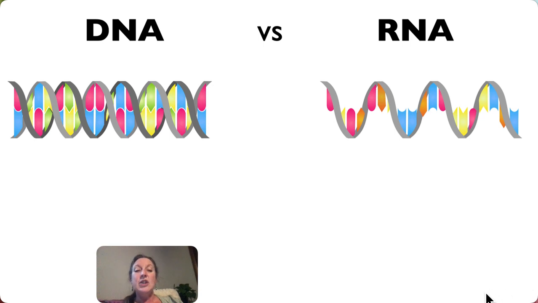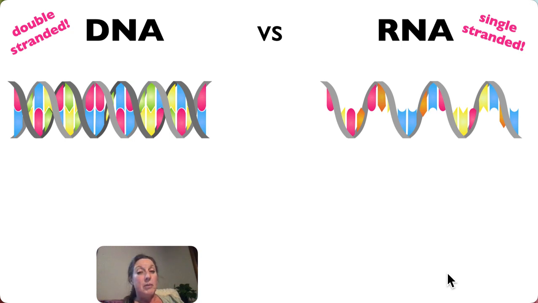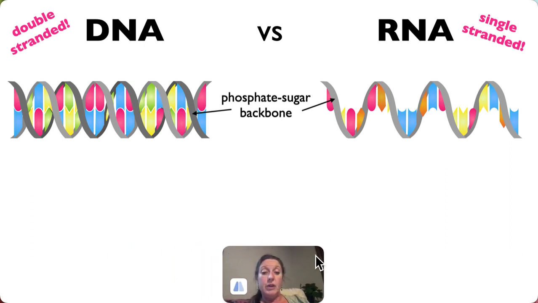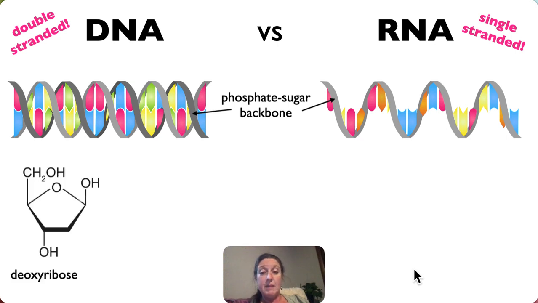Now, let's look at some of the differences between DNA and RNA. DNA is double-stranded. Here you can see the light gray strand and the dark gray strand are intertwined or twisted together. RNA, on the other hand, is single-stranded. Both of them use a phosphate sugar backbone. So the nucleotides are made in the same way, a phosphate, a sugar, and a nitrogenous base.